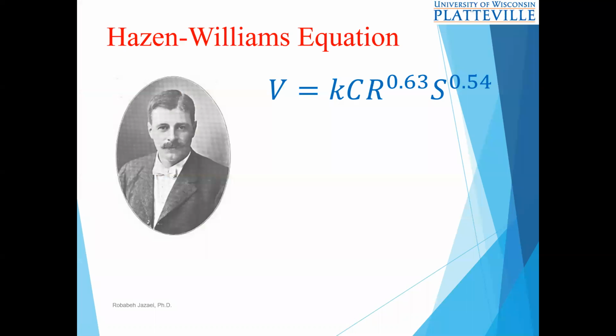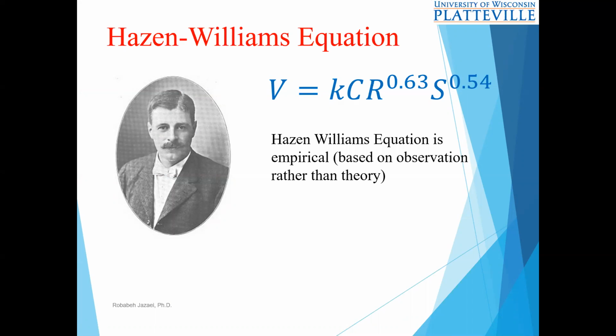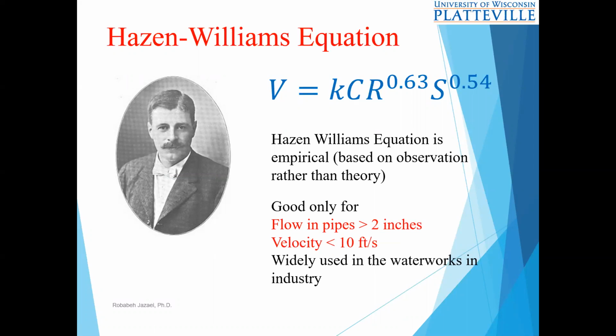First, it's the Hazen-Williams equation. If you want to find the velocity in internal flow where we have some minor losses, we can use this Hazen-Williams equation, which is an empirical equation. It's not based on theory, it's based on observation. It's good for flow in pipes greater than 2 inches or velocity less than 10 feet per second.